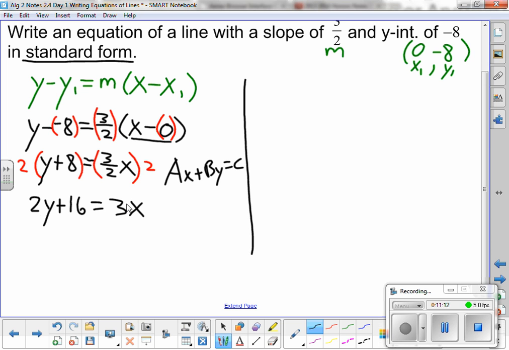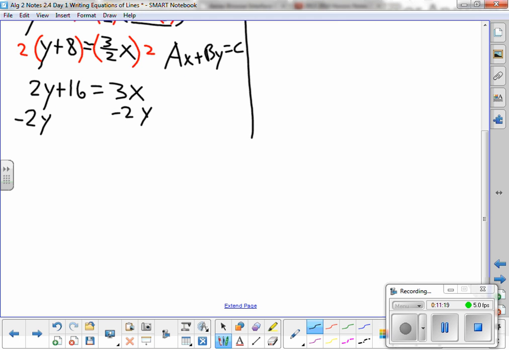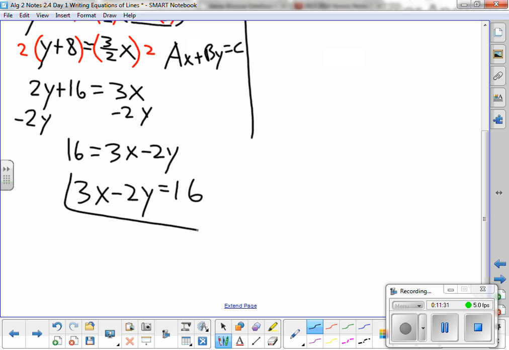I'm going to go ahead and move the 2y because it'll be a little bit less work. So minus 2y minus 2y. You will get a 16 equals 3x minus 2y. That almost looks like standard form. You just need the 16 on the other side. And that is standard form. Now, keep in mind, this is the same thing as a negative 3x plus 2y equals negative 16. Those are equivalent equations. Both of those would be acceptable to me because they mean the same thing, so I'm fine with either one of those.